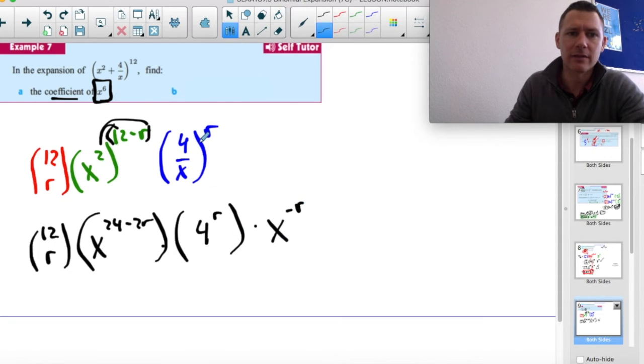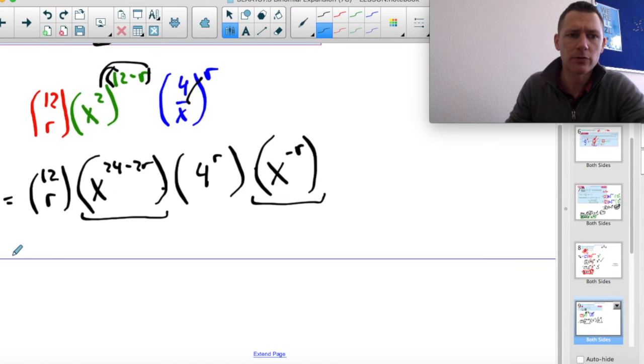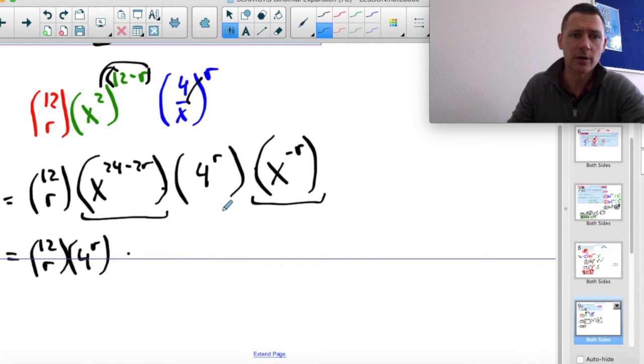And x to the negative r. It's in the denominator, so it becomes negative. So I got x's here and here. So I'm going to put those all together, and put my coefficients together. 12 choose r. Still don't know what r is. Still don't care at this moment. There's 4 times r. That's where all my regular numbers are, and all my x's are here and here.